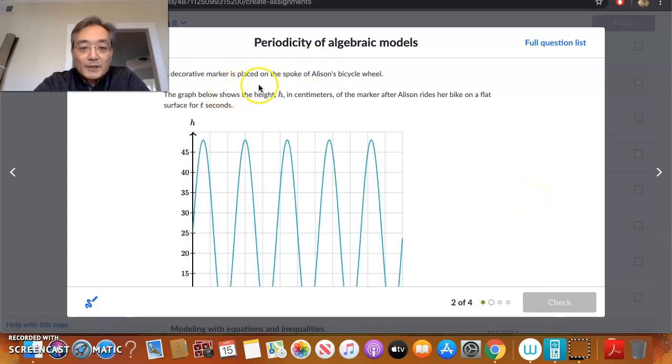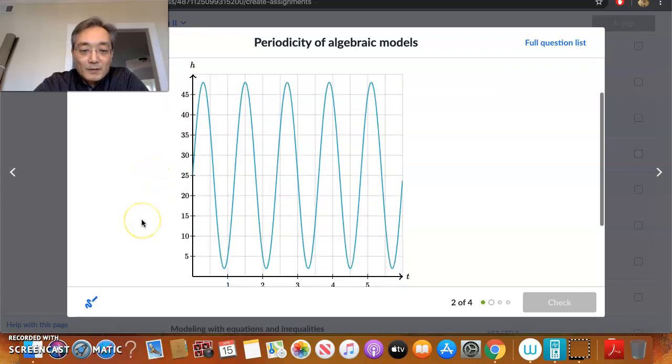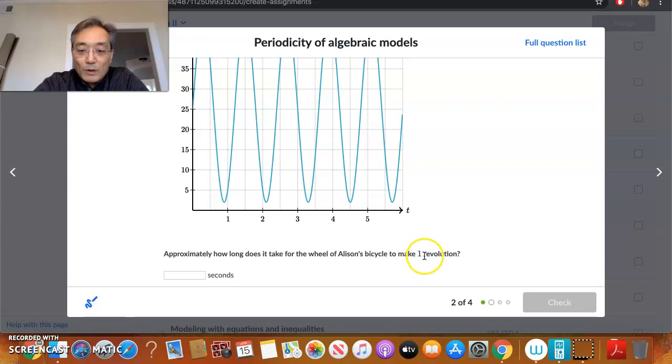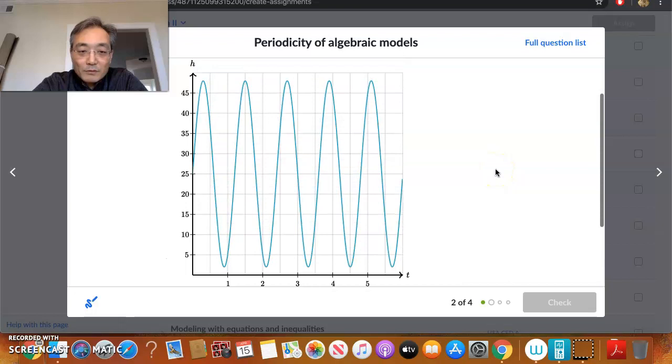A decorative marker is placed on the spoke of Allison's bicycle wheel. The graph below shows the height in centimeters of the marker after Allison rides her bike on a flat surface for t seconds. Approximately how long does it take for the wheel of Allison's bicycle to make one revolution? One revolution, folks, represents one full turn, which is one full period, correct? So once around, which means it's one full curve, which is one full period. So how long does it take to make that one full turn?